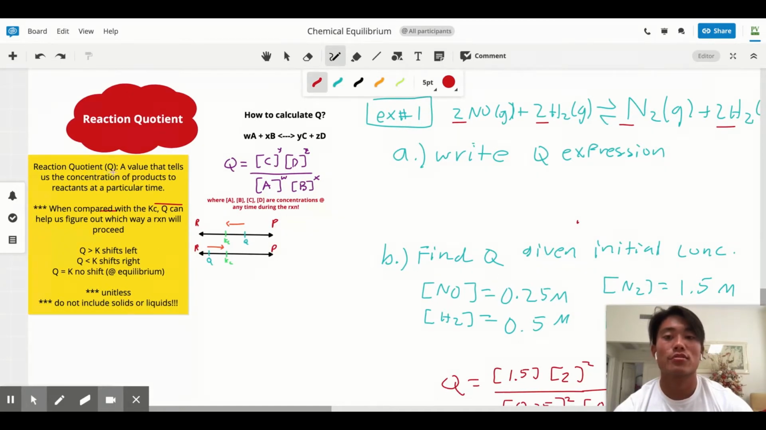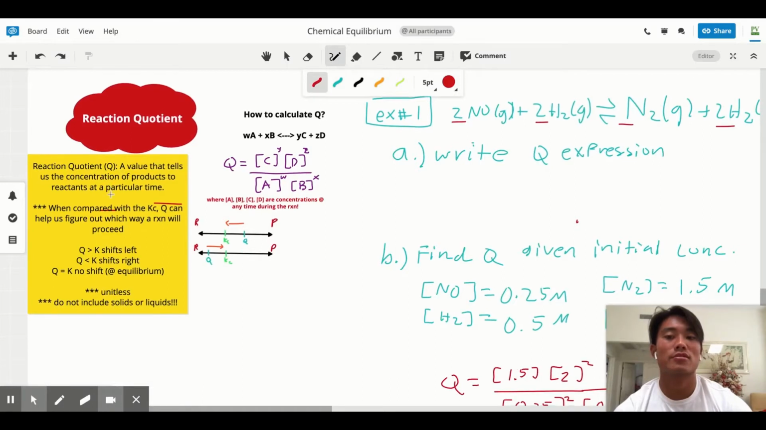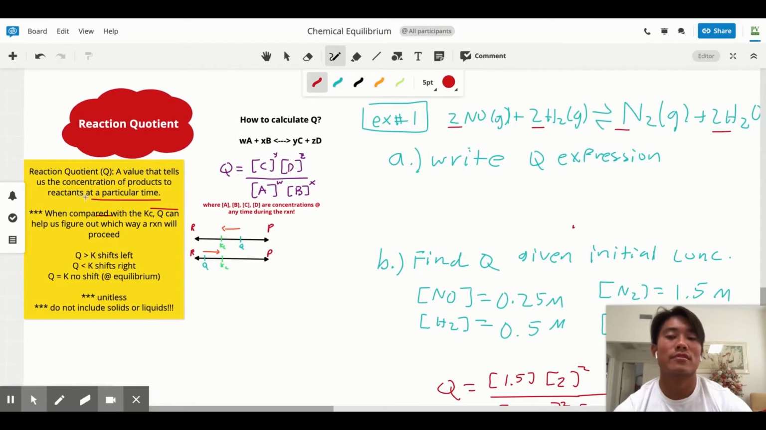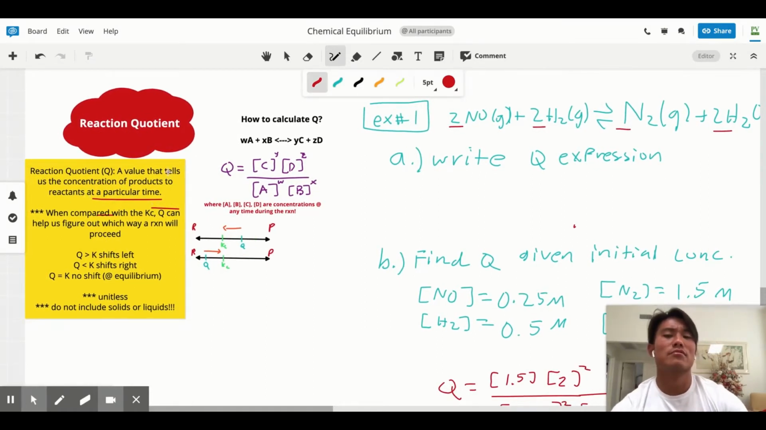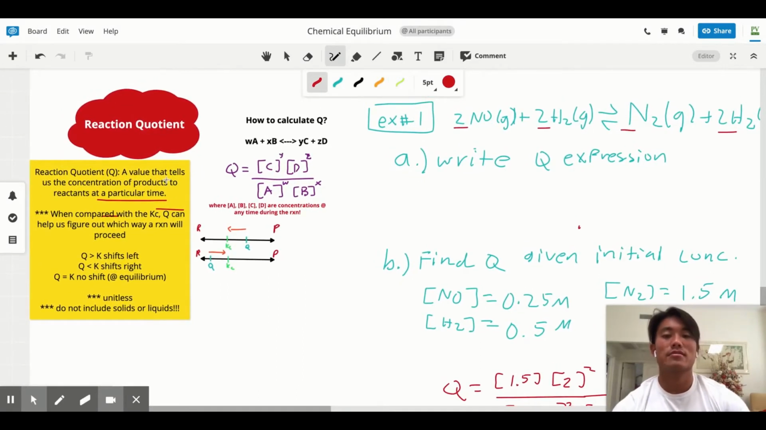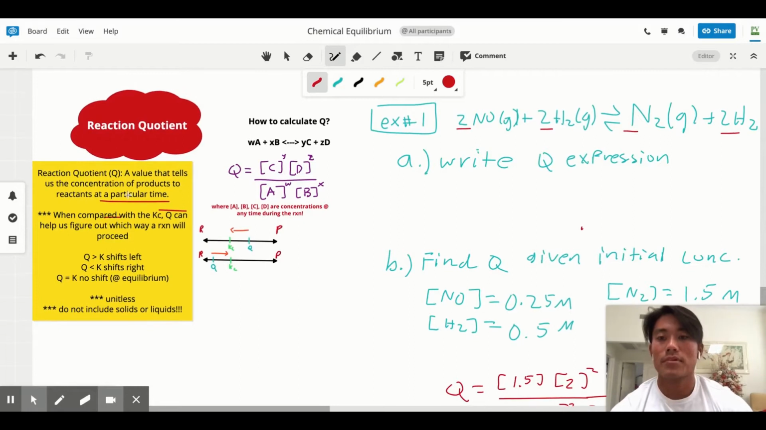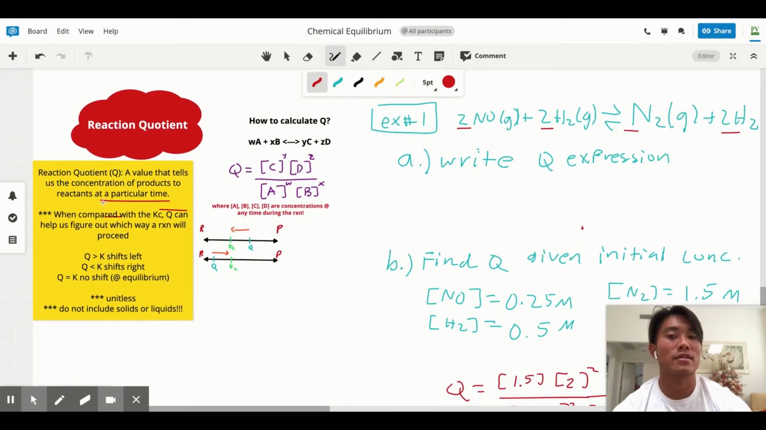So the reaction quotient Q is a value that tells us the concentration of products to reactants at a particular time. And I'm going to underline this right here because that's a very important part of the definition. Notice how this definition is very similar to the definition of an equilibrium constant, K, which we talked about in the second video. So if you haven't seen that, please go check that out. But the difference between the reaction quotient Q and the equilibrium constant K is that K is at equilibrium, whereas Q is talking about a particular time. So it could be at any time during the reaction.